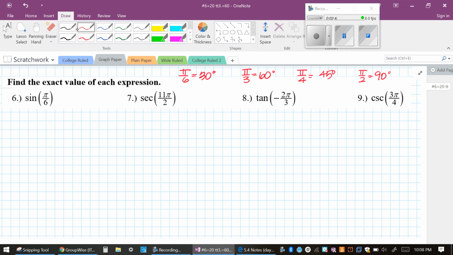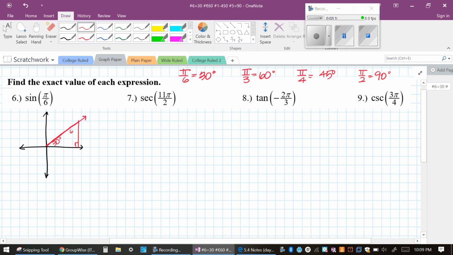Okay, so the way we did these problems is we first drew the angle. So pi over 6 is 30 degrees. So that would land in quadrant 1. This is 30 degrees. Drop the height down to the x-axis. Remember, we always use reference angles. Reference angles are always from the terminal side to the x-axis. They have to be positive, and they have to be acute.